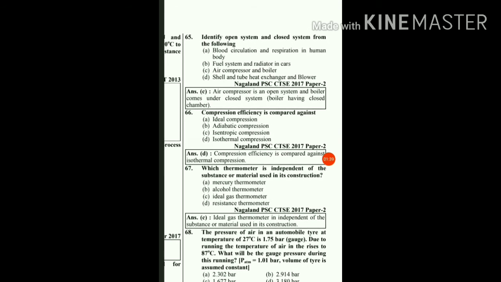Then question number 65: identify open system and closed system from the following. The options are blood circulation and respiration in human body, fuel system and radiators in cars, then option C is air compressor and boiler, shell and tube heat exchanger and blower. Open systems are those where mass as well as energy crosses the boundary, and closed systems are those where mass remains constant but energy crosses the boundary of the system. So I will give it up to you. Give me the answer in the comment section.